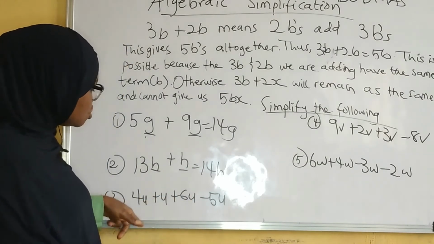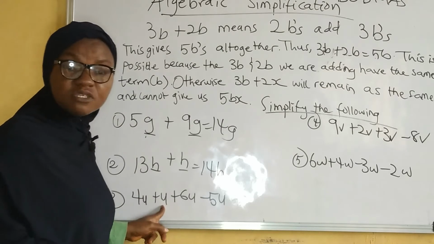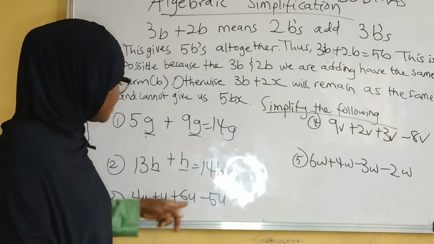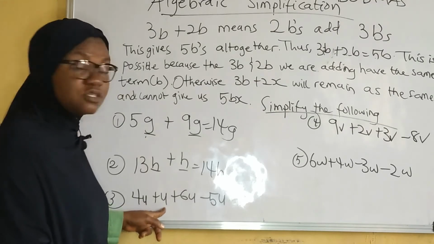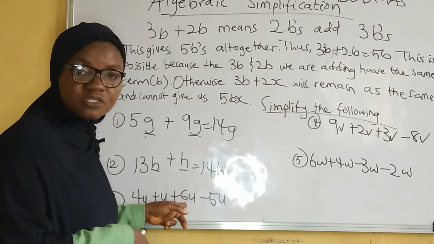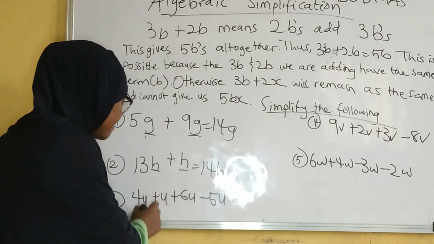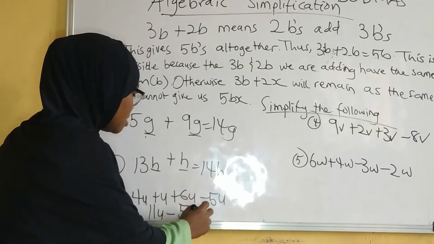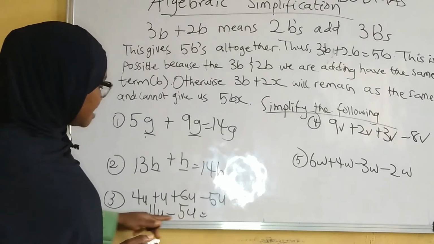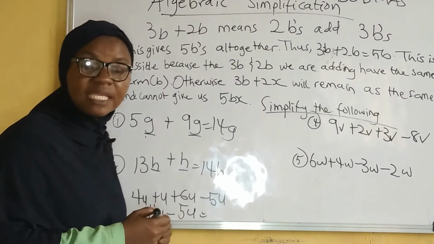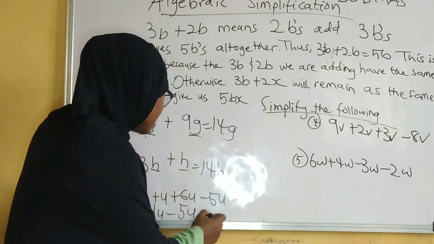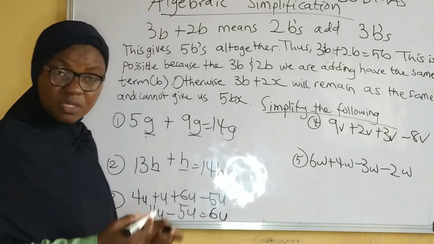Alright, now let's go ahead. I have 4u plus u. This u here means what? 1. Is that clear? So I have 4u plus u plus 6u. So 4 plus 1 is what? 5. 5 plus 6 is what? 11. So I have 11u minus 5u. Because they have the same term, u, I'll just say 11 minus what? 5. And that will give me what? 6. And that will be 6u. Does that make sense?